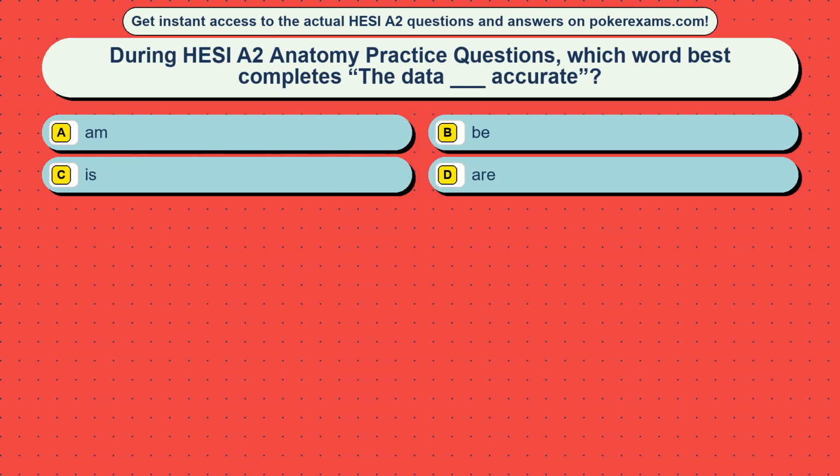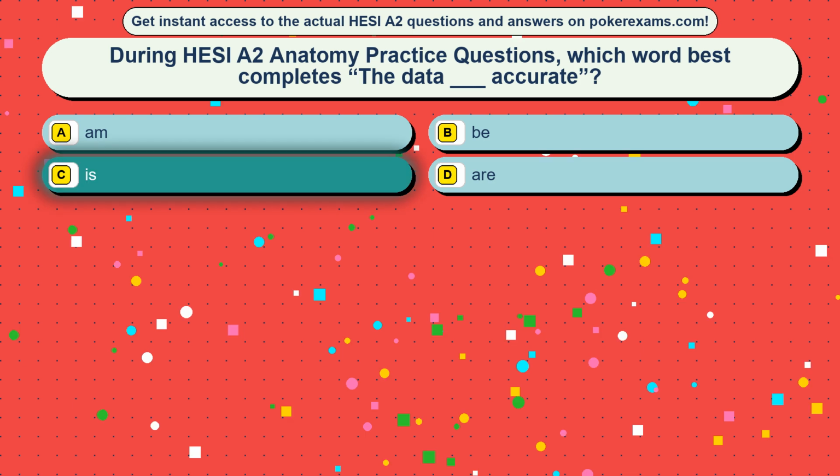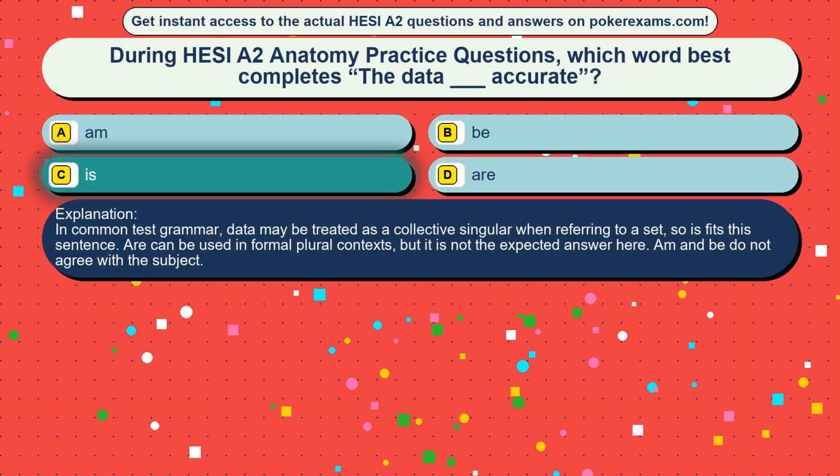Question 11. During HESI A2 anatomy practice questions, which word best completes the blank: the data ___ accurate? Option A, them. Option B, be. Option C, is. Option D, are. The correct answer is option C, is. In common test grammar, data may be treated as a collective singular when referring to a set, so is fits this sentence. Are can be used in formal plural contexts, but it is not the expected answer here. Options A and B do not agree with the subject.